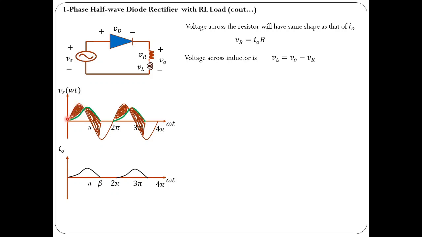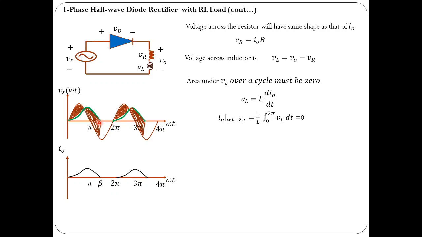This gives you, and similarly for maybe at this particular omega t, so both are going to be same, and later on, VR is going to be more than V0. So in this case, the voltage across the inductor becomes negative, and we know that the voltage across the inductor over a cycle must be 0.